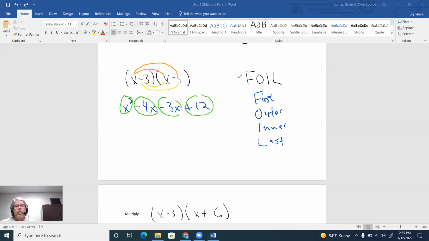But you can only put together what we call like terms. So the x squared does not have a like term, it just drops in. The -4x and -3x makes then that -7x. And then we have that 12 there. So x squared minus 7x plus 12. That becomes the answer to that binomial times a binomial. It just turns into actually a trinomial.